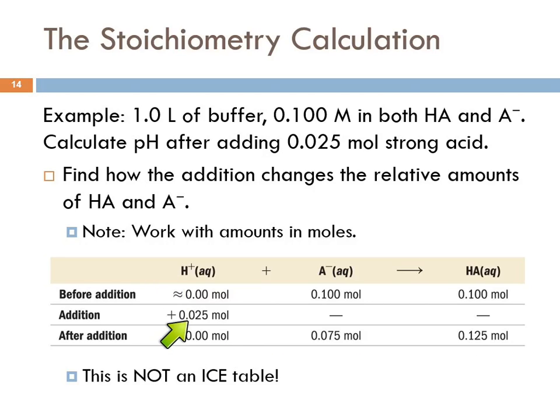This H plus that gets added reacts with the A minus. Try to think stoichiometry here, not ice table. Just really try to get away from the ice table thing. So where's the extra 0.025 mole come from? Does it come from a reaction? It comes from, we're adding 0.025 moles of strong acid to the buffer to see what happens. Okay. It's under the impression it got neutralized. It's going to get neutralized, yes. But we have to look at what's happening.